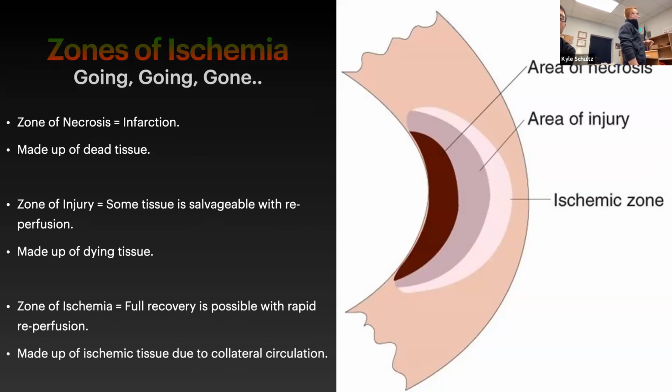There we go. That zone of ischemia is going to be made up of ischemic tissues due to that collateral circulation. So what is the difference between dead, dying, ischemic? What do those words mean to you? Is ischemic dead? No. So is it a lack of oxygen or is it a lack of blood flow? What does the word ischemic mean? Lack of blood flow, right? So that tissue is ischemic because of a lack of blood.